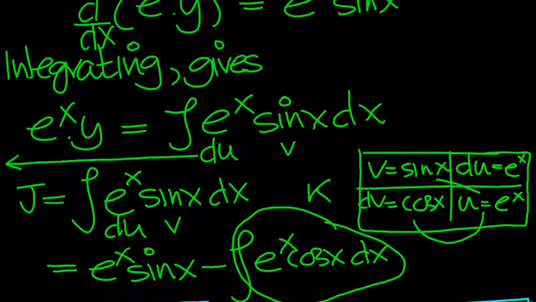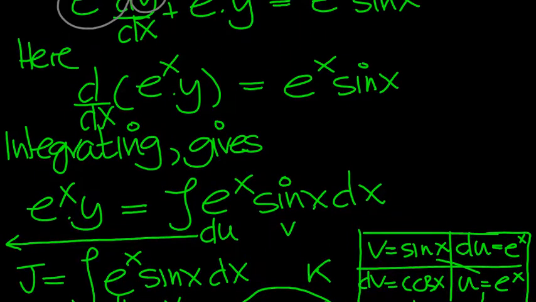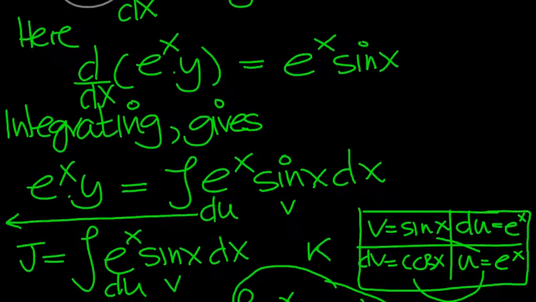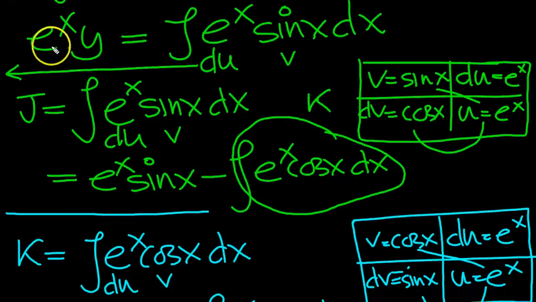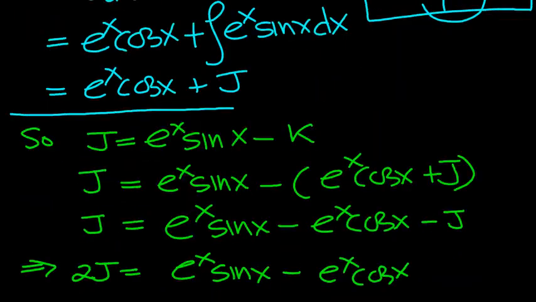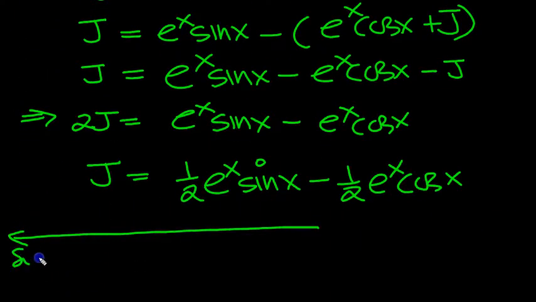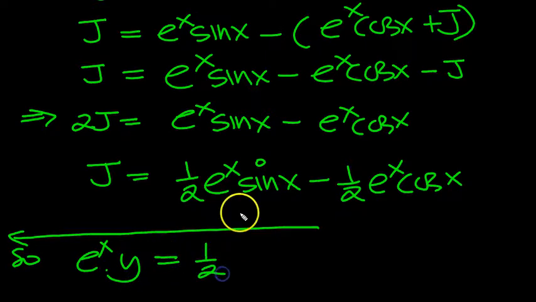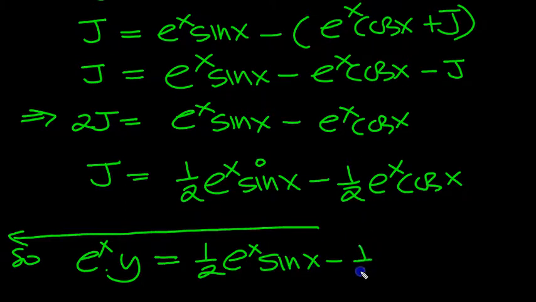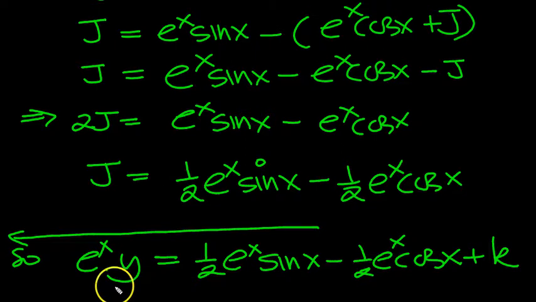So integrating gives, yeah, so we had that, didn't we? Here it is. e to the x times y, there it was, is equal to J. So e to the x times y is equal to J, a half e to the x sine x minus a half e to the x cos x. Now we were doing an integral as a sub-problem, but when we do an integration we have to put a plus K at the end. So there's our problem done then.